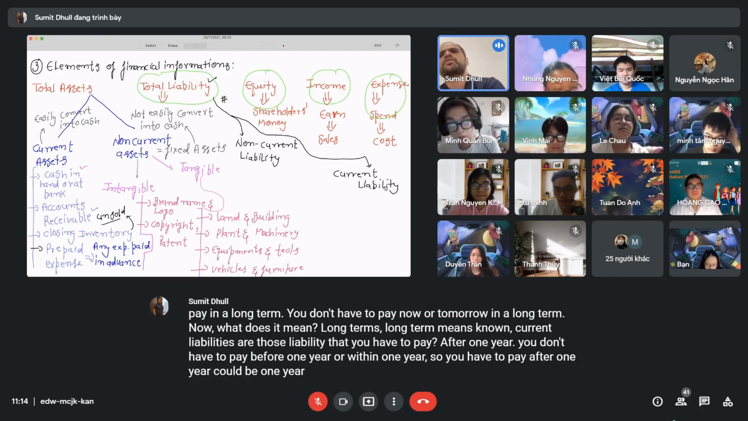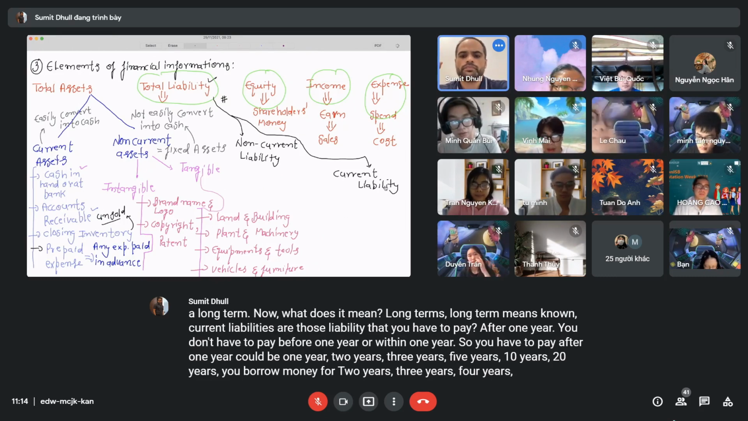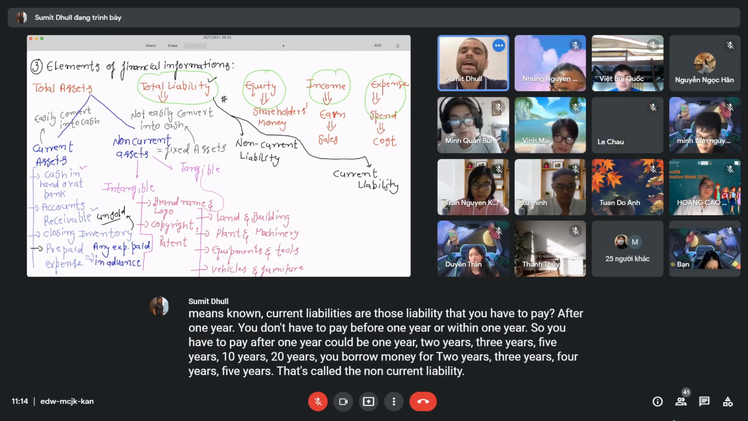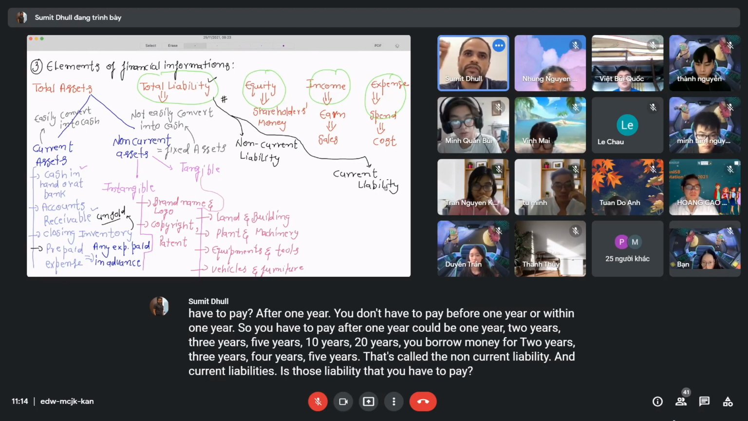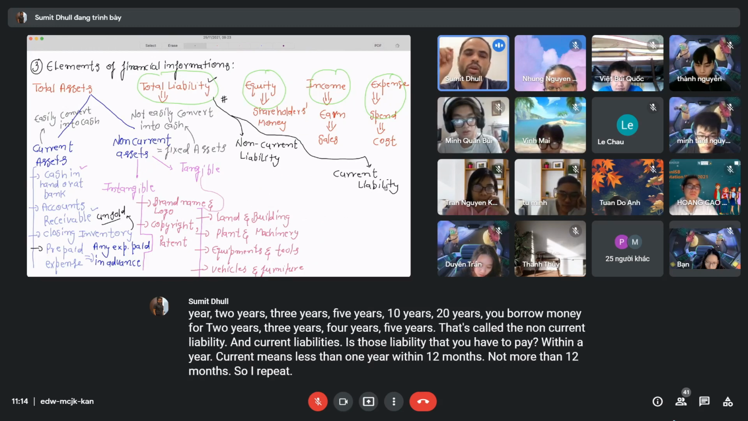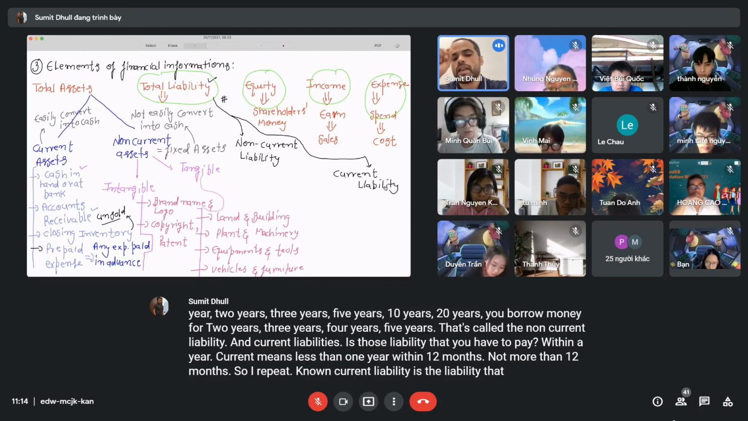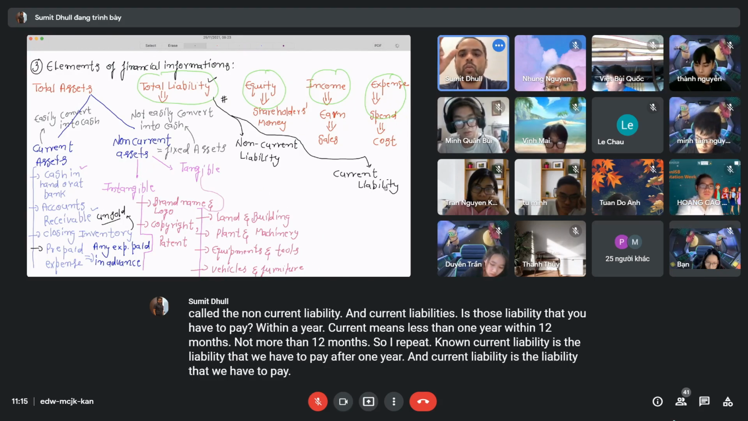It could be 1 year, 2 years, 3 years, 5 years, 10 years, 20 years. You borrow money for 2, 3, 4, 5 years. That's called non-current liability. And current liabilities are those liabilities that you have to pay within a year. Current means less than 1 year, within 12 months, not more than 12 months. So I repeat, non-current liability is the liability that we have to pay after 1 year, and current liability is the liability that we have to pay within 1 year. All right, so that's the meaning of non-current liability and current liability.